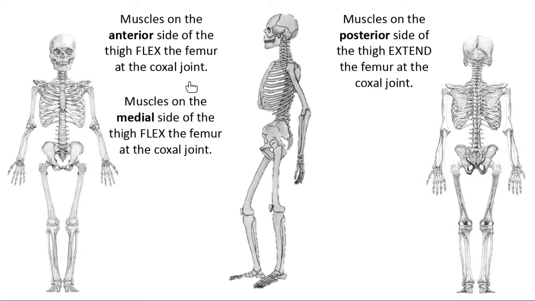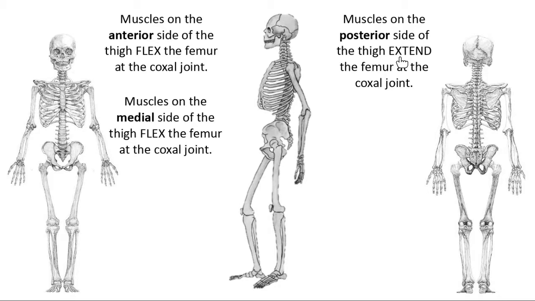So our first set of rules for us to memorize is that muscles that live on the front part of the thigh or on the medial part of the thigh are going to help us to flex the femur. Muscles that live on the back part of the thigh help us to extend the femur. Now, before we go through and explain how these things work, we need to remind ourselves what these words mean. I've got the word flex and I've got the word extend.